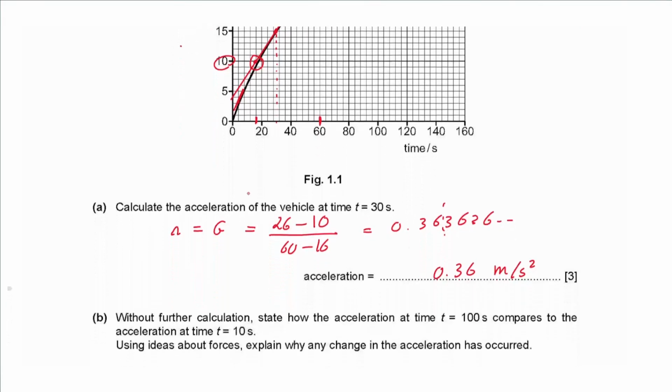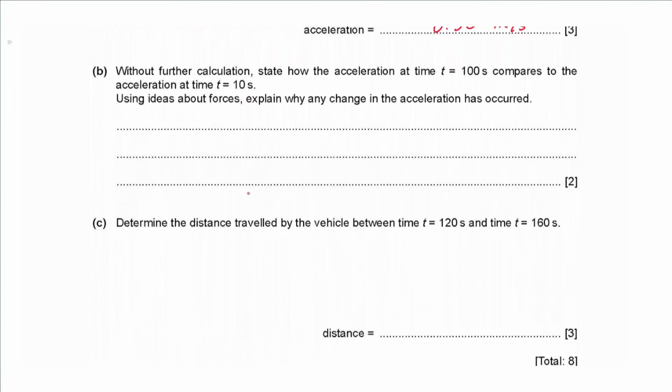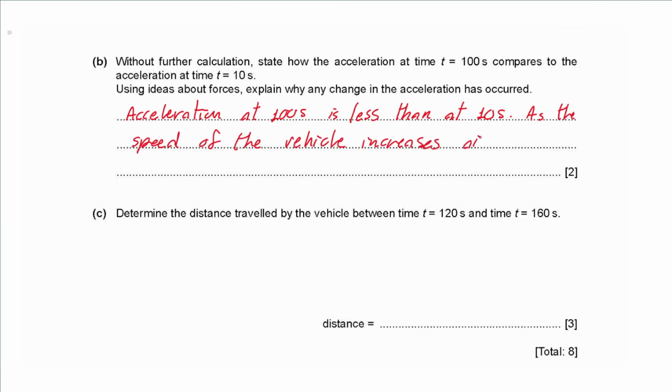And that is due to the air resistance increasing with speed. So the resultant force is actually decreasing against the motion. So we say that acceleration at 100 seconds is less than at 10 seconds. And then we say that as the speed of the vehicle increases, air resistance increases, so resultant force decreases, and this decreases the acceleration.